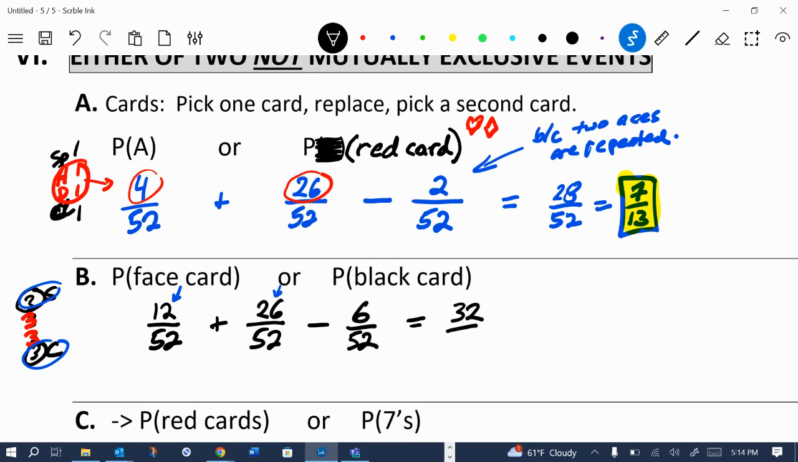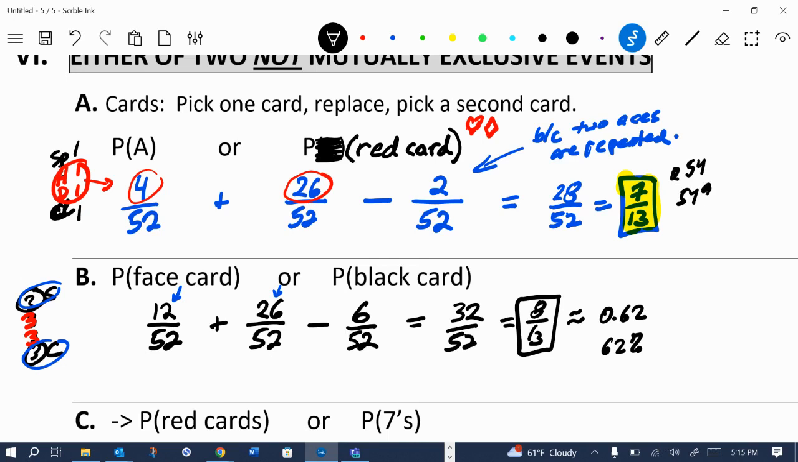So we would have 32 over 52, and 32 over 52 reduces to 8 over 13, which we can put as a decimal. That's 0.62 or 62%. The other one above it is 0.54 or 54%, all of which, or any of which, would be acceptable answers here.